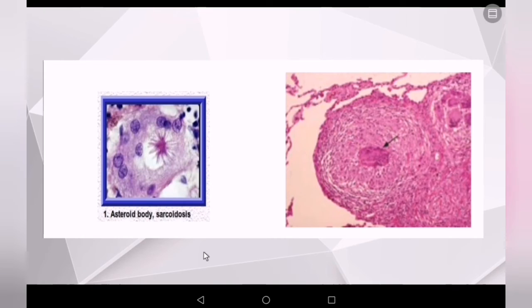So these are the two histological slides showing the asteroid bodies. This is an asteroid body, and you can appreciate all the spinous projections coming out of the body, and these are all basophilic giant cells. So this is an example of a Schaumann body, this one indicated with the arrow.